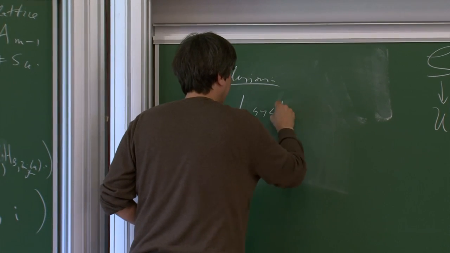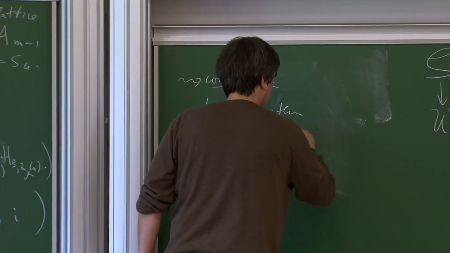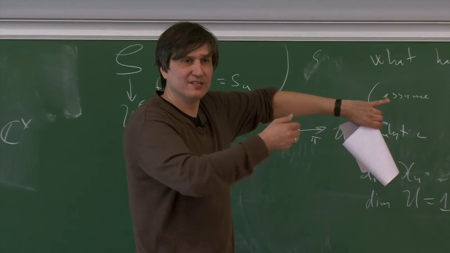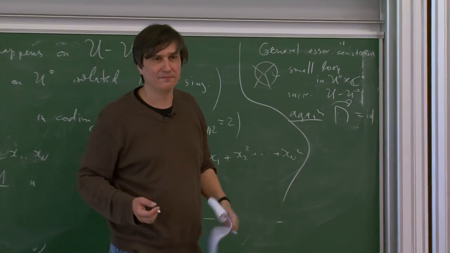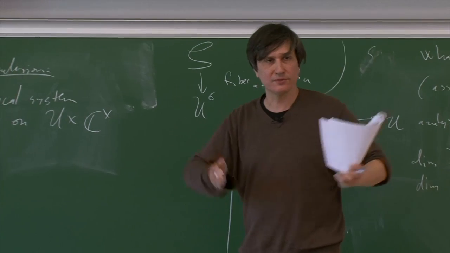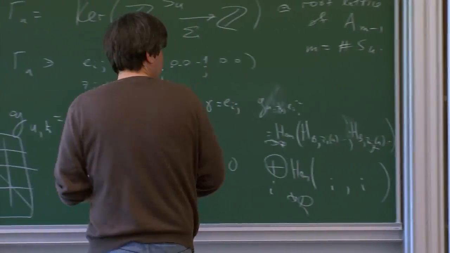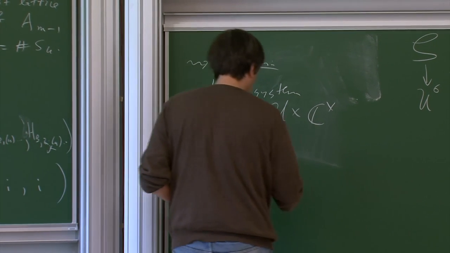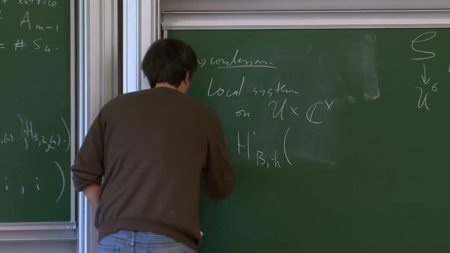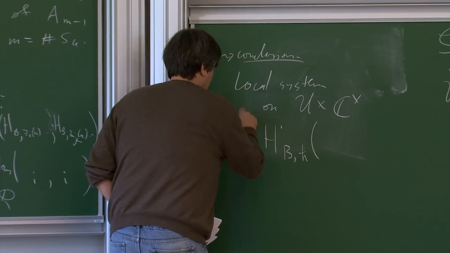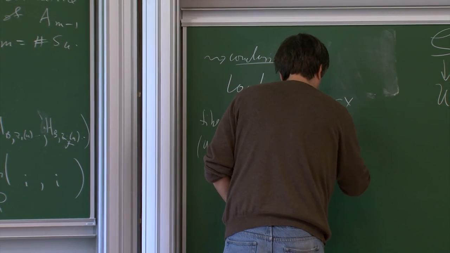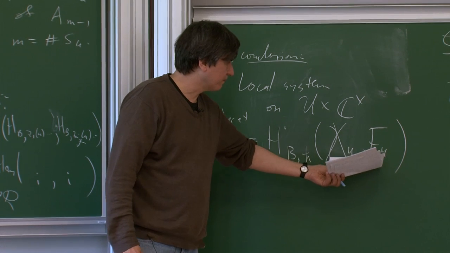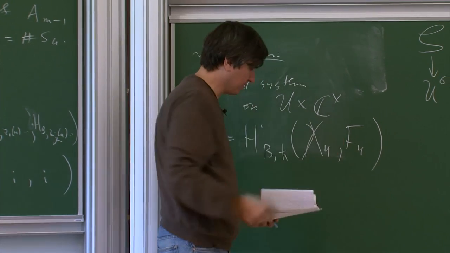a local system on u cross C star. We get a kind of wrong local system on u zero, which doesn't accept places where critical values collide, and we modify it along the wall so that it will be extended to a local system everywhere. And what is this local system? Its fiber at u, h bar is equal to the global Betti cohomology of X u, the cohomology of the pair of X u and the domain where f u divided by h bar tends to minus infinity.